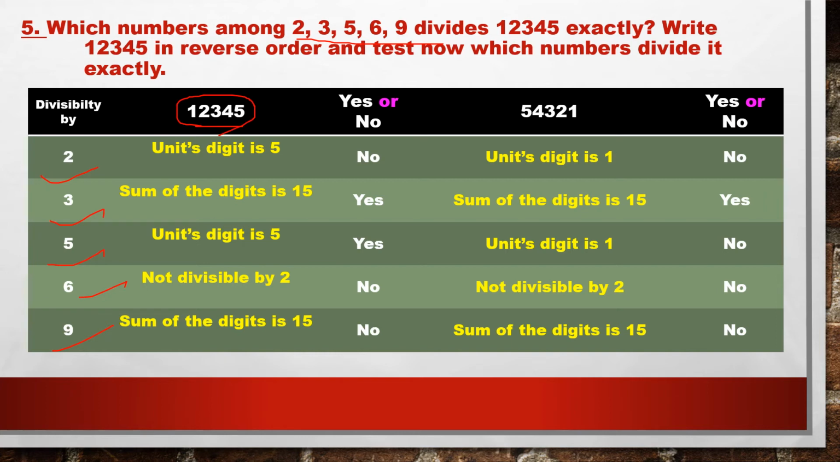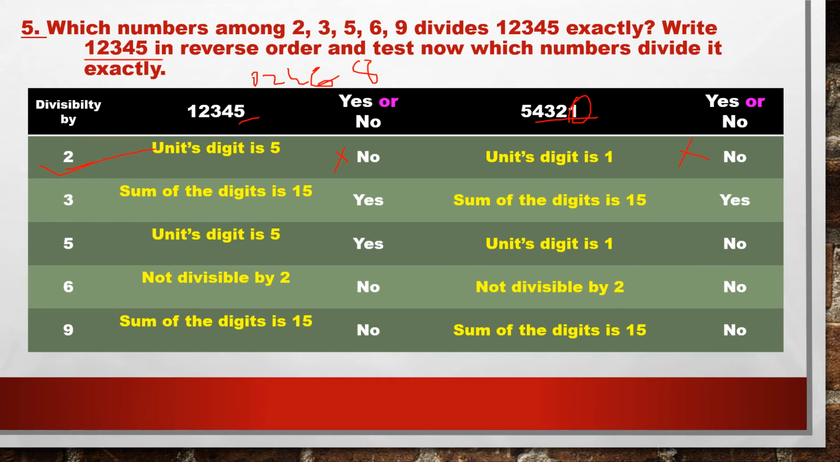For 2 divisibility, what is our rule? Your last digit should be 0, 2, 4, 6, 8. As the last digit is 5 here, it is not divisible. The reverse order I also did here, 54321. For this number the last digit is 1, so it is not divisible. So the 2 divisibility is finished.